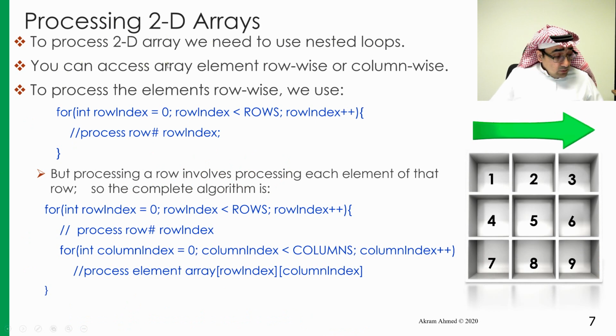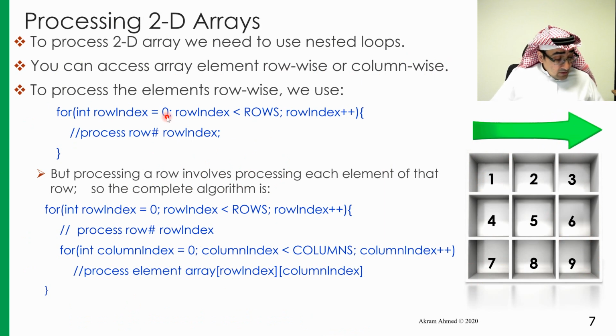You can access an array element row-wise or column-wise. Okay, so this is, for example, the array. We can actually show it as stack boxes next to each other, and if you want to access an element, you can access them either row-wise or column-wise. So here's an example. If we say for int row index is equal to 0, row index less than rows, and row index plus plus. So we have an integer variable row index, which we assign to 0. Why do we assign it to 0? Because the index of a row starts from 0.